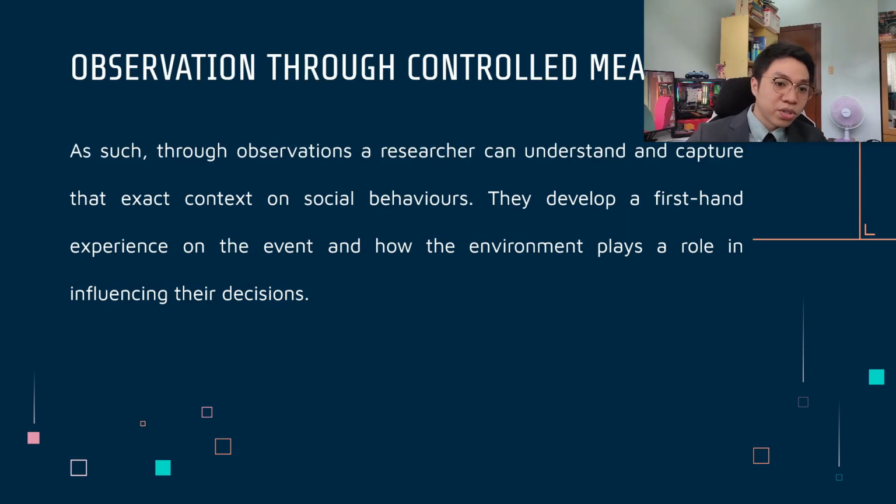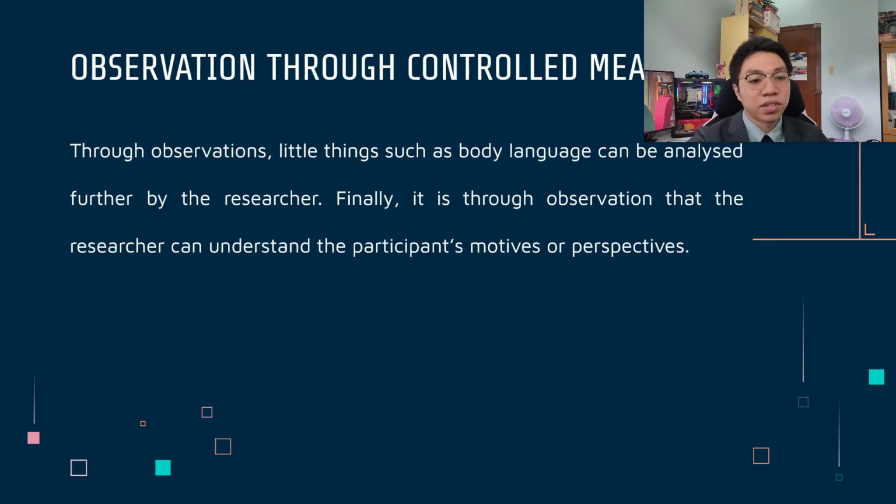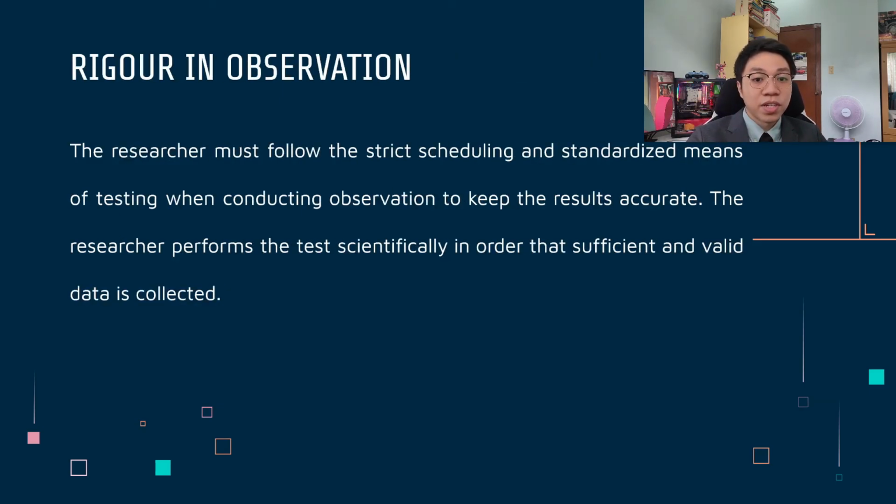Now, through observations, a researcher can definitely understand and capture the exact context of social behaviors. So the researcher develops a first-hand experience on the event and how the event does play a role in influencing their decisions. In order to do observation, the researcher definitely needs to exemplify rigor. This is because through the strict scheduling and standardized means of testing, by conducting the observation, the results are kept accurate. The researcher performs the test scientifically in order to prove that the data is sufficient and valid.